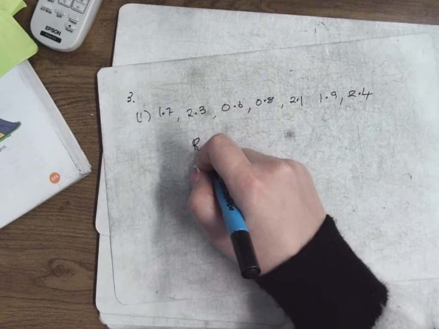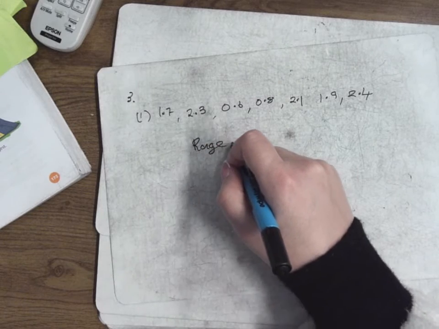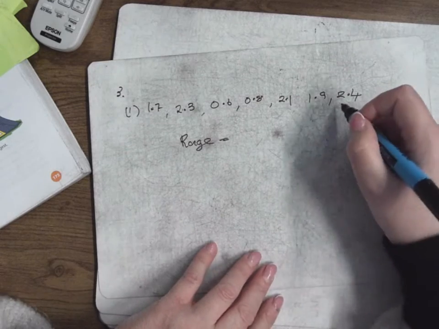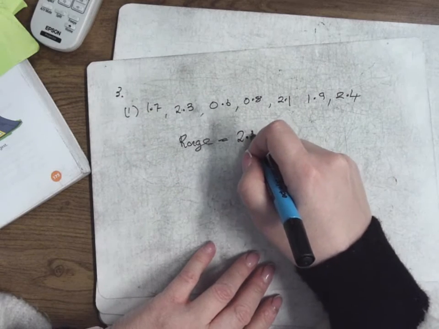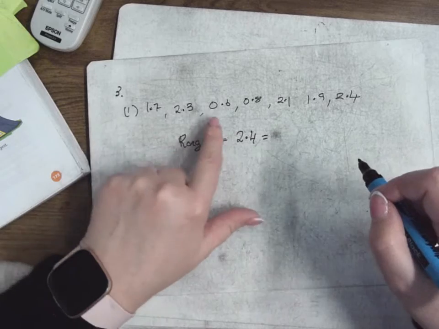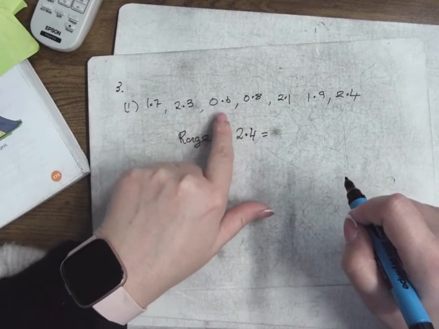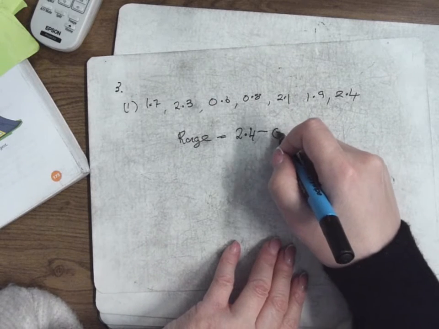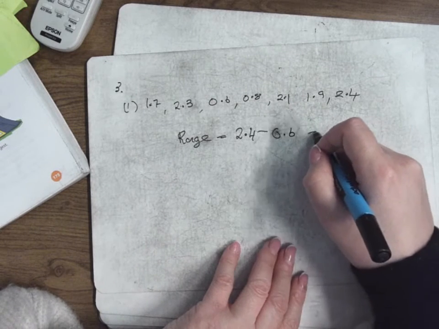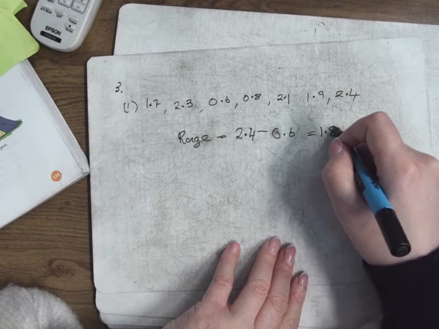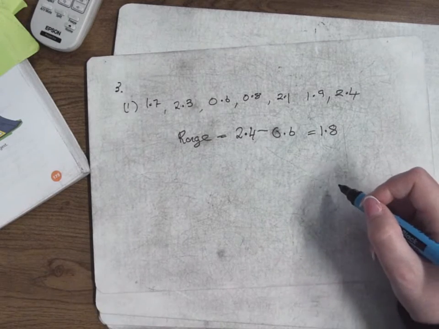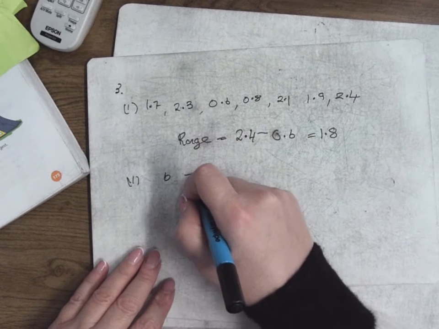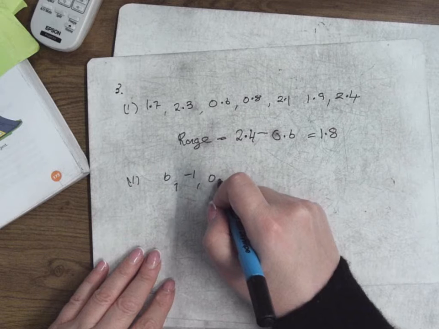So the range is the biggest number, take away the smallest number. What's the biggest number in that list? 2.4, isn't it? What's the smallest number in that list? Okay, so there's 1 point and there's 0 point. So which is the smallest of the 0 point? 0.6, isn't it? So 2.4, take away 0.6 into the calculator, with that you'll get 1.8. Is that okay? Right, okay, and then part 2 says 6, minus 1, 0.